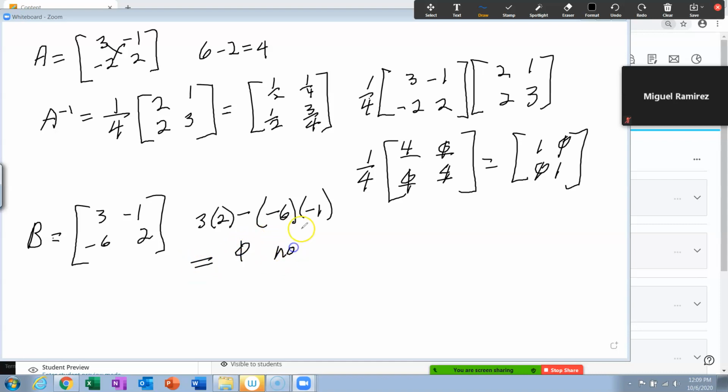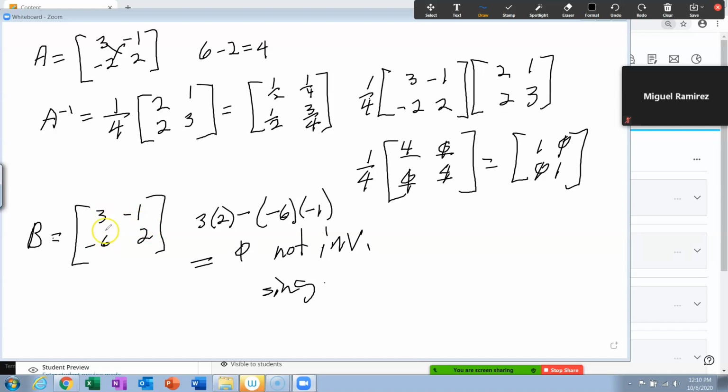Not invertible. Singular. Okay? Can't happen. The determinant is 0. Now, this is jumping too much ahead, but with a 2 by 2 matrix, it's almost easy to tell. If one row is a multiple of another row, it's not going to be invertible.